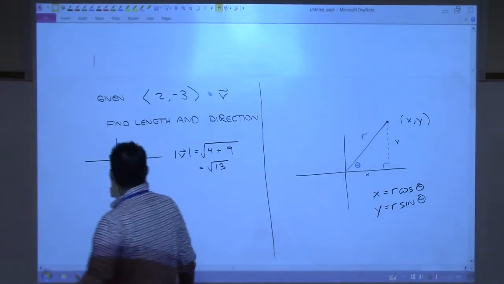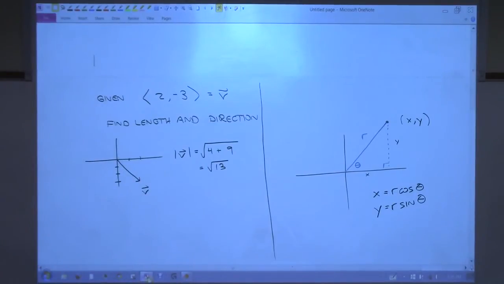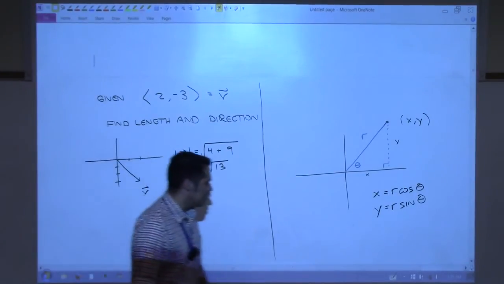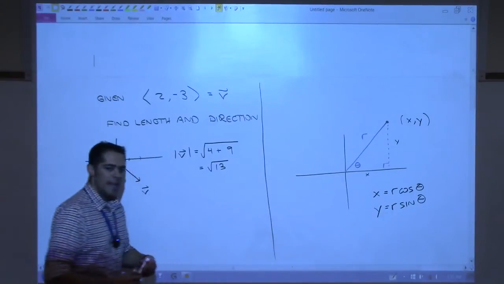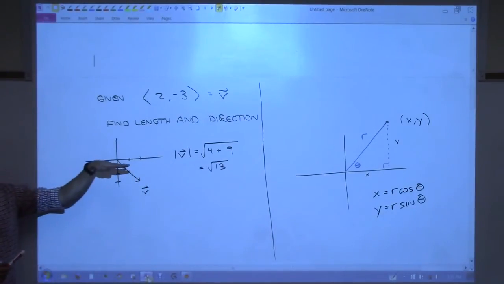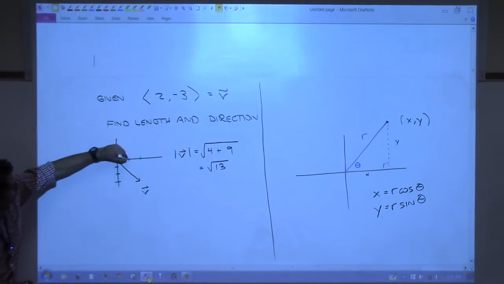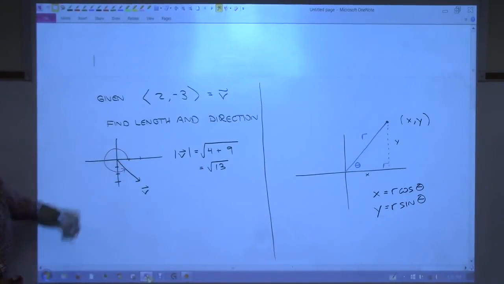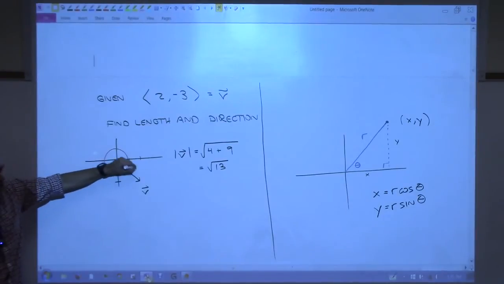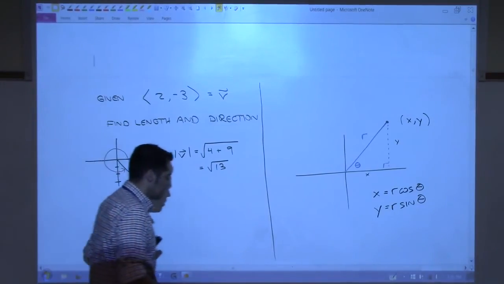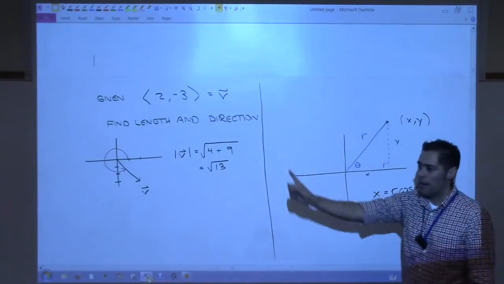Okay, so I'm trying to establish the angle, the direction. What am I referring to here when I say direction? The angle between the positive x-axis and the vector. It's this, not this inside, okay? That's called a reference angle from pre-cal, the shortest angle that goes to the x-axis. That's not what we want. The direction of this vector is the angle that goes all the way around.